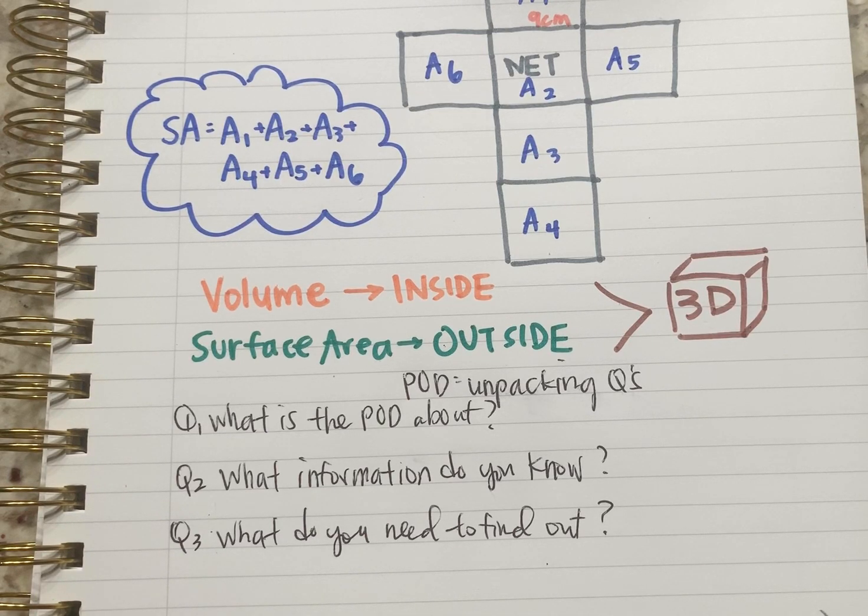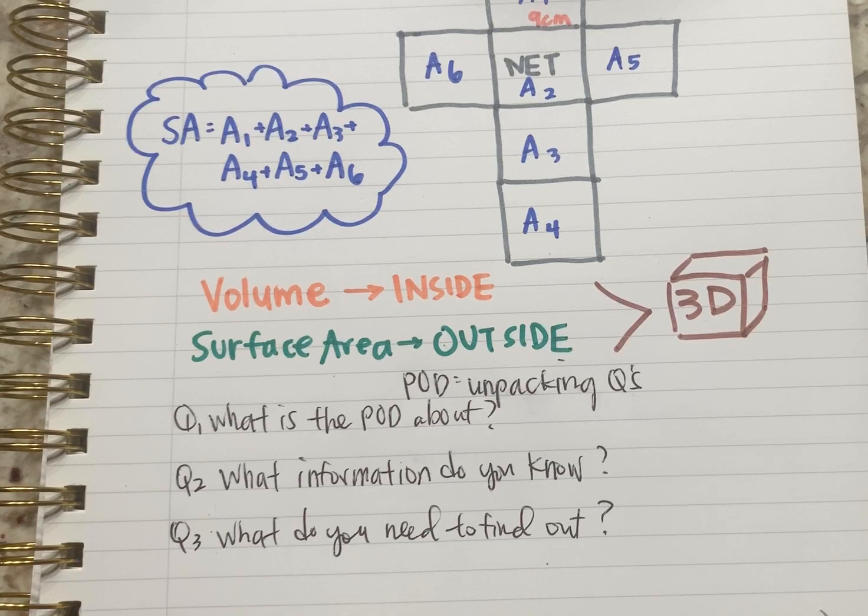Now, here are the measurements for the box, okay? The length of the box is 12 inches, width is 6 inches, and the height is 4 inches. What is the surface area of the gift box?